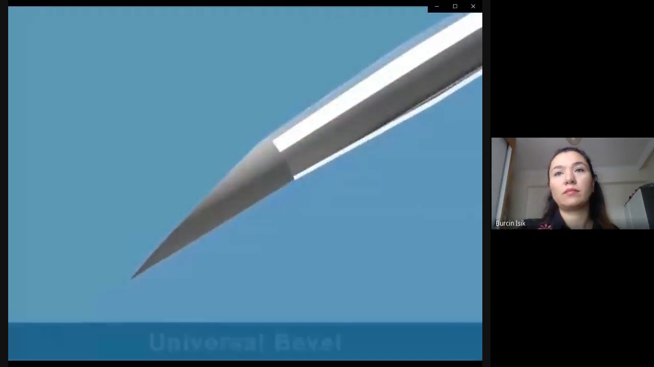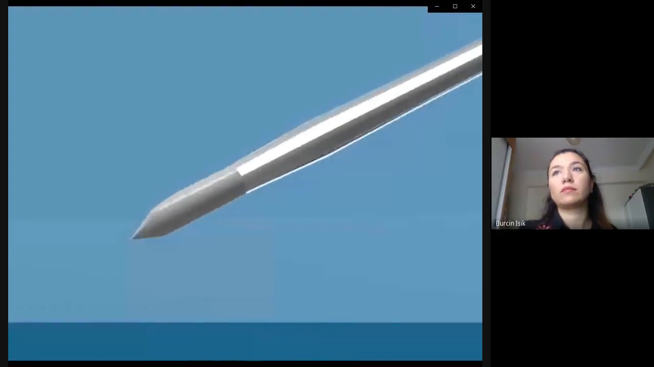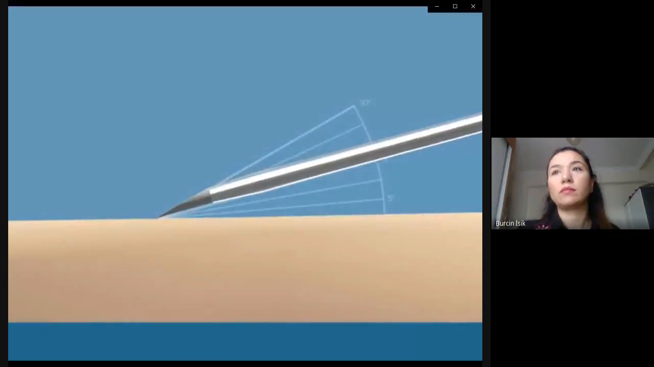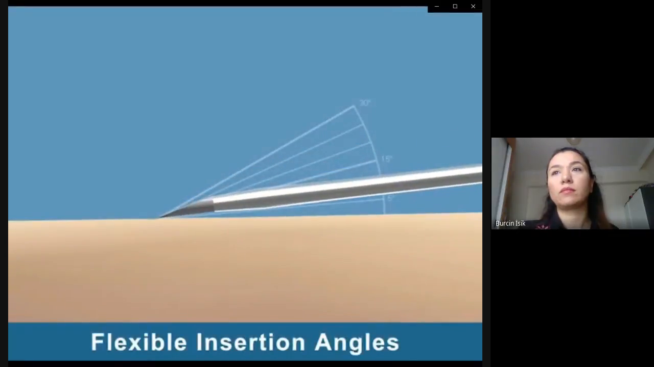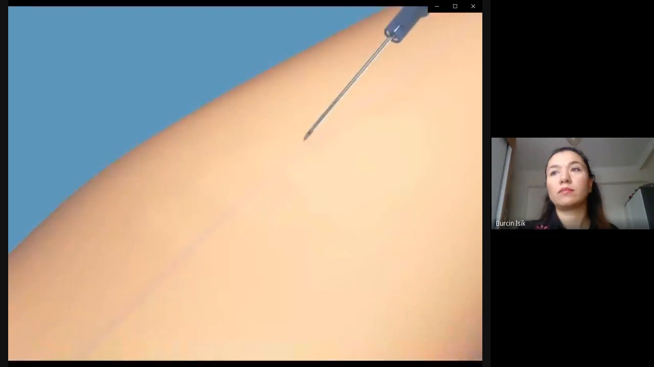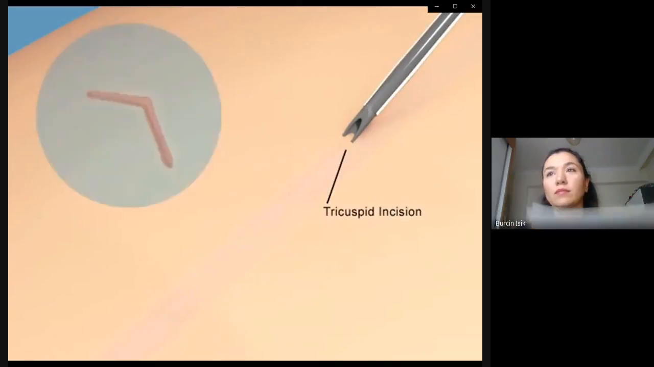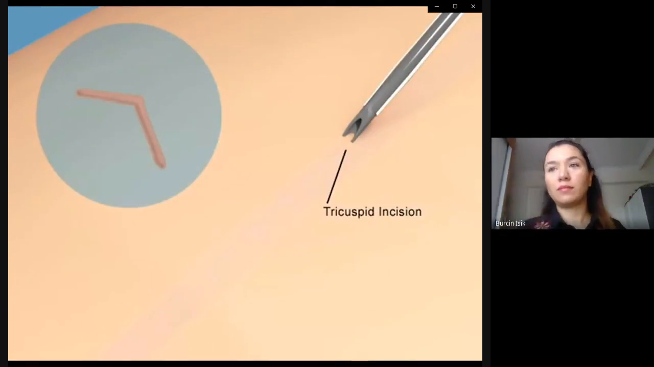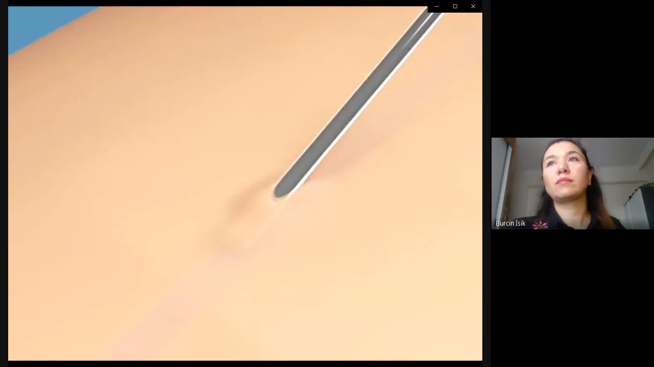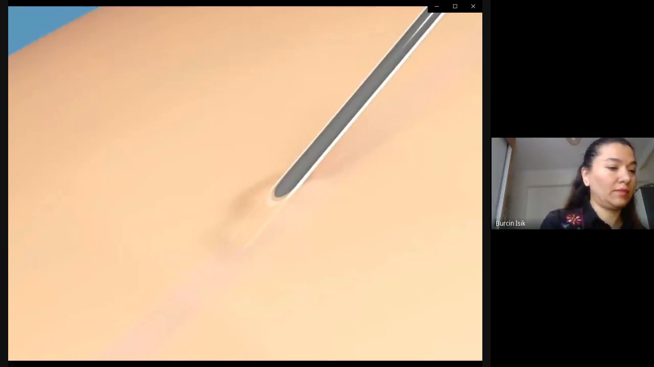B. Braun's proprietary universal bevel on the Introcan Safety IV catheter is a super sharp needle that provides flexibility of insertion angles. The universal bevel creates a V-shaped tricuspid incision, resulting in a flexible pathway for easy and smooth catheter insertion. The result is less tearing and faster healing, greater comfort for clinicians and patients.